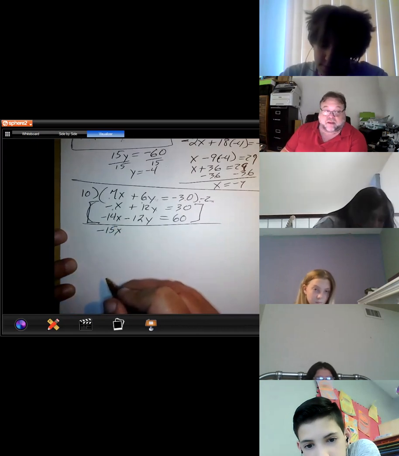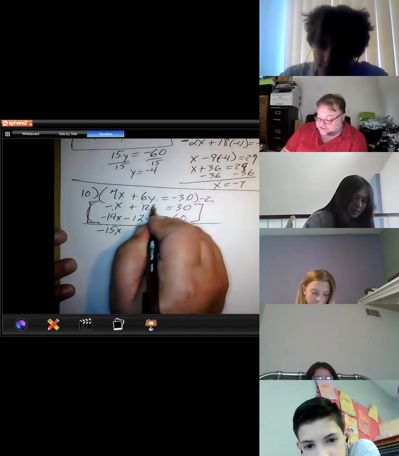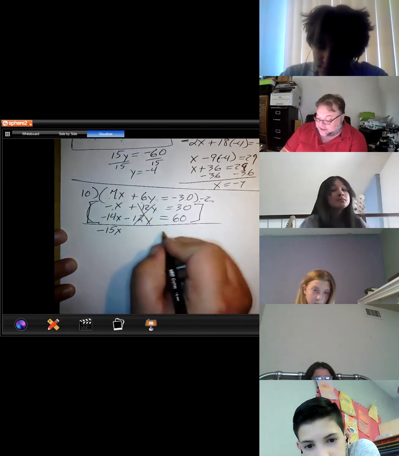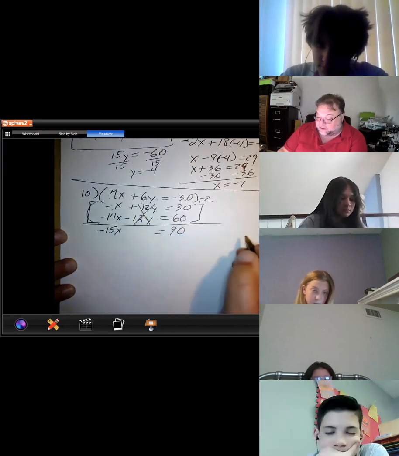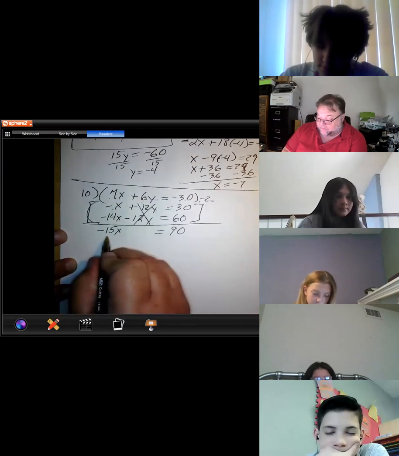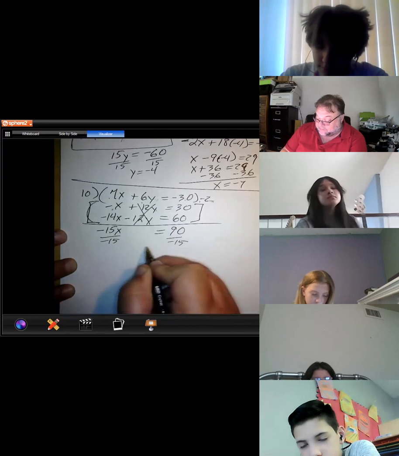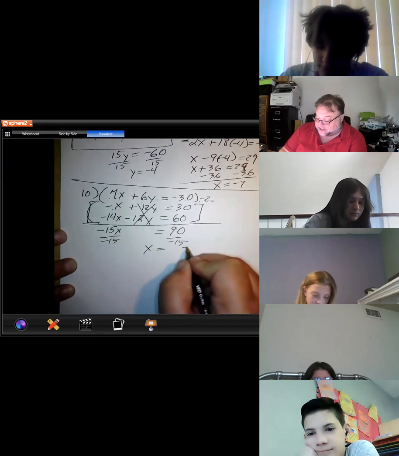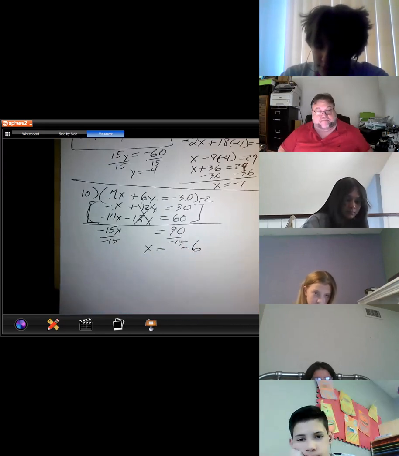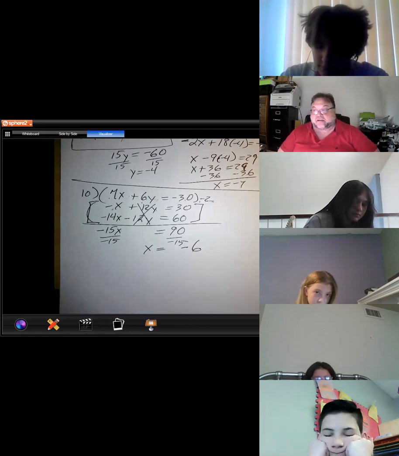Combine those, I get -15x. These two combine, and 30 plus 60 is 90. Well, when I divide by -15, I'm going to get x equals -6, right? 15 goes into 90 6 times.